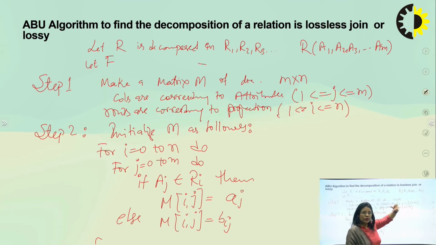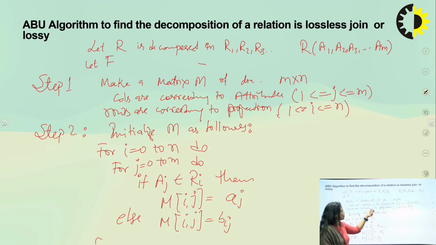some parts, more than 2, and that R has some attributes. Let's suppose M attributes, A1 to AM. F is the set of functional dependencies. We are starting with step 1. Make a matrix M of dimension M cross N. Here the columns correspond to the attributes, and how many attributes are there? 1 to M. So the counter we have taken, J, will vary from 1 to M.